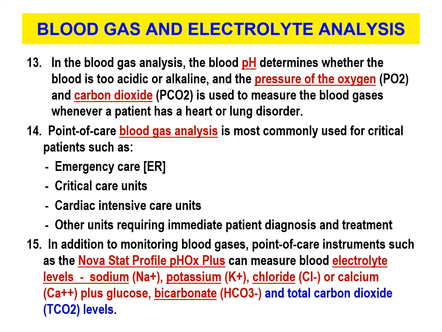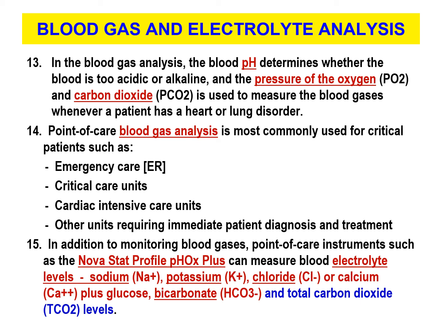Okay, now we're going to talk about blood gas and electrolyte analysis. So in the blood gas analysis, the blood pH determines whether the blood is too acidic or too alkaline. And the pressure of oxygen, the PO2, and the carbon dioxide, PCO2, is used to measure the blood gases whenever a patient has some type of heart or lung disorder. So point of care blood gas analysis is most commonly used for critical patients, such as emergency room patients, ICUs, cardiac patients, things like this.